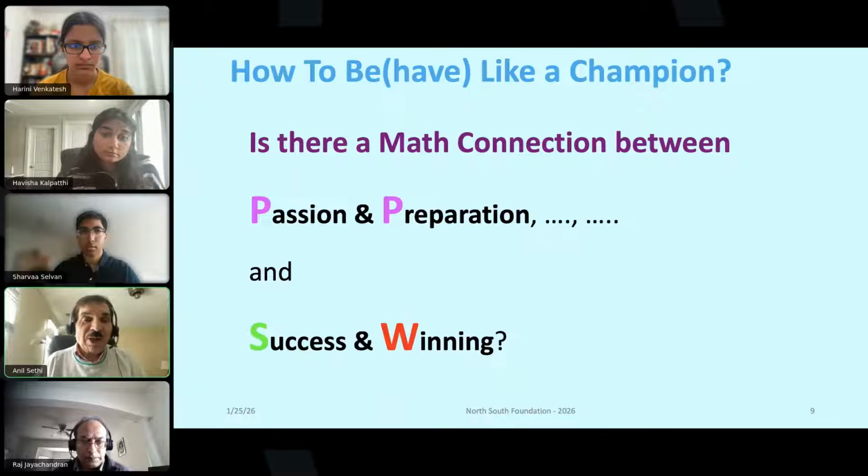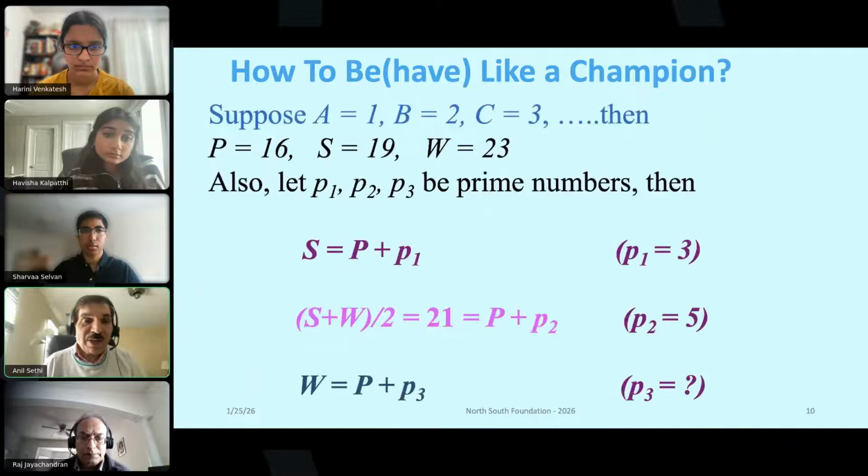Since we are all math lovers, we wanted to ask, is there a math connection between the passion to learn, the preparation, the planning, and the ultimate result, which is success and winning? And it turns out there is. If you start by saying that the letter A is 1, B is 2, C is 3, and so on, then you find that the letter P, which stands for preparation and passion, is 16, success S is 19, and winning W is 23.